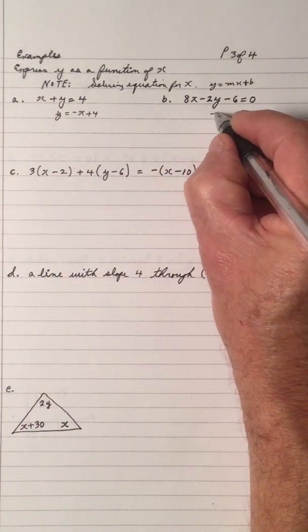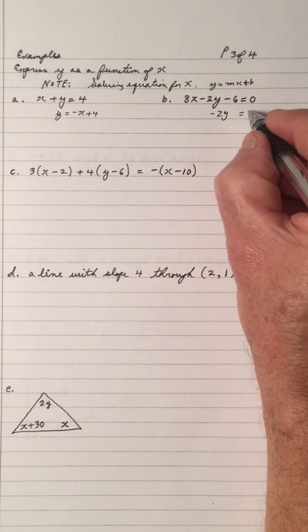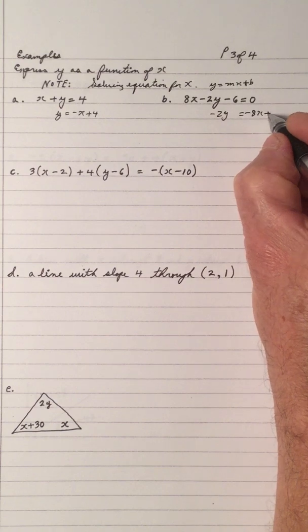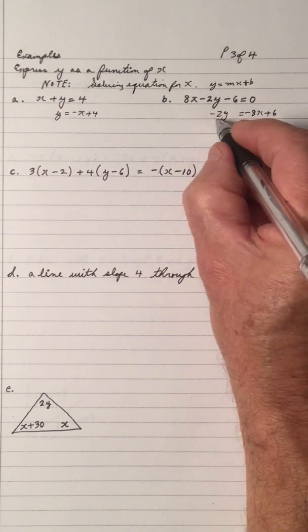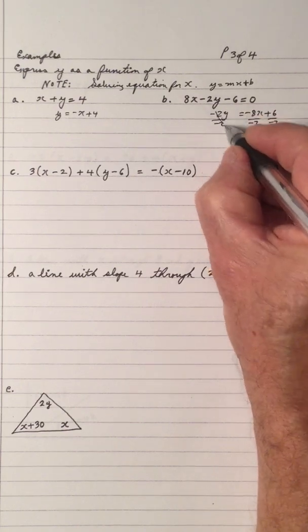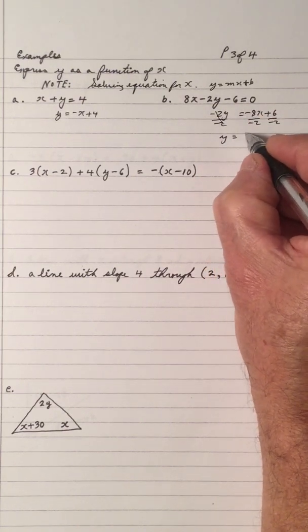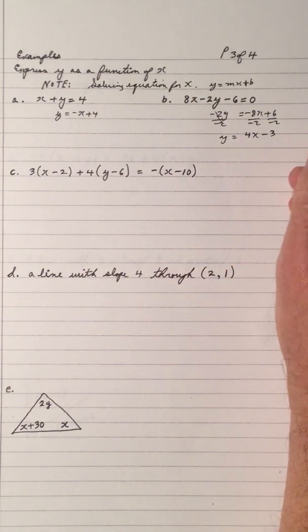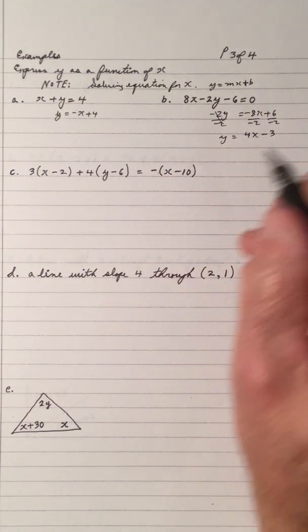There's the equal sign, so negative 2y stays on the left. 8x becomes negative by transposition. Negative 6 becomes positive by transposition. Change the sign. Then we divide all the terms by negative 2. That cancels. We get y equals, and that gives us 4x minus 3. So y is a function of x.